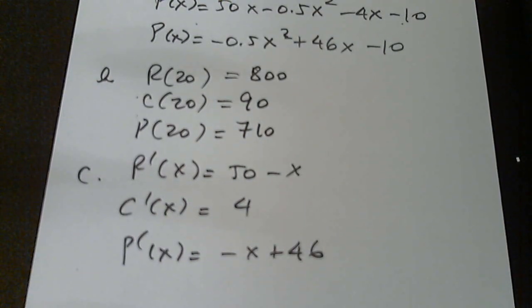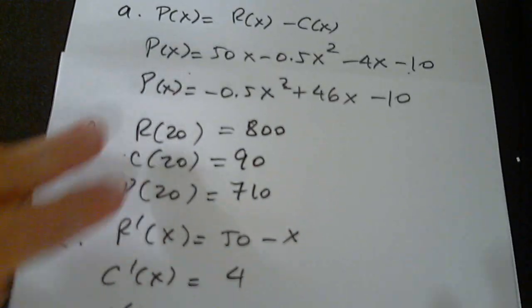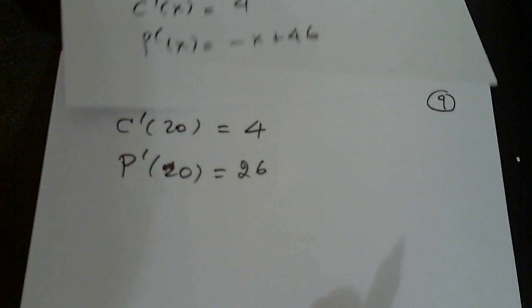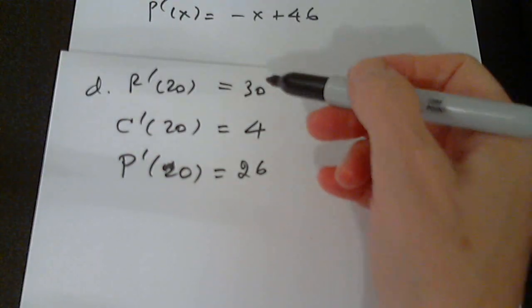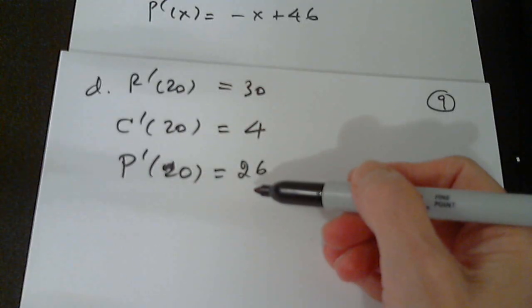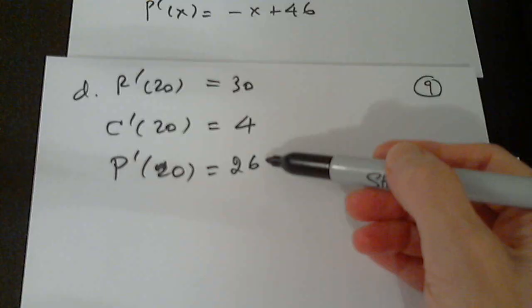Let's go back. We need the measurement unit for everything. Okay, it says in dollars from the x items. So this must be dollars. But what is the measurement unit for revenue, marginal cost, marginal profit? What is the measurement unit for these three, please?